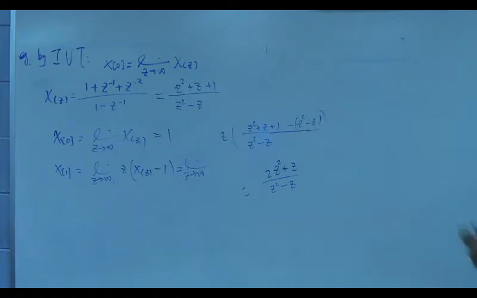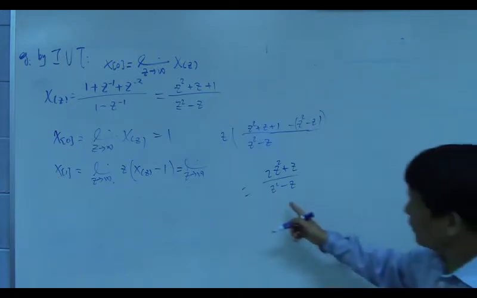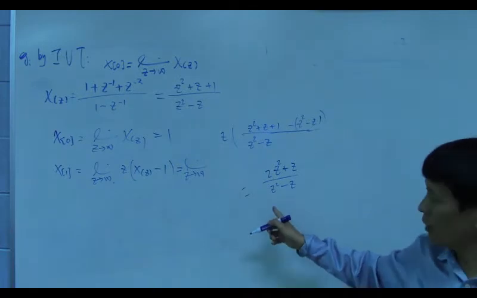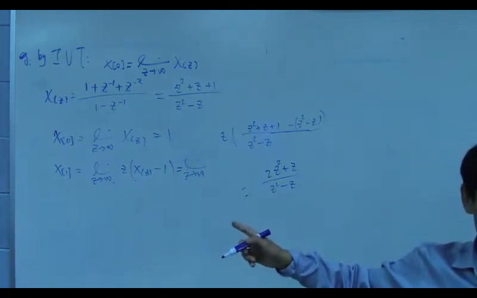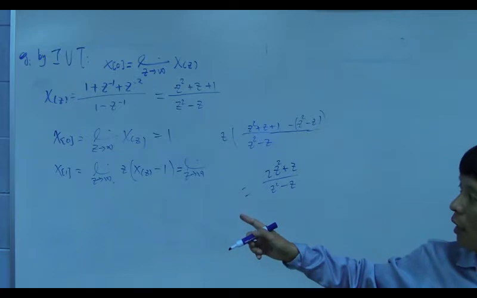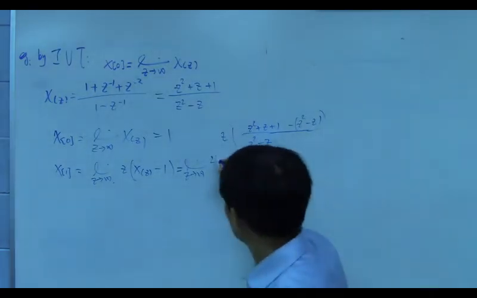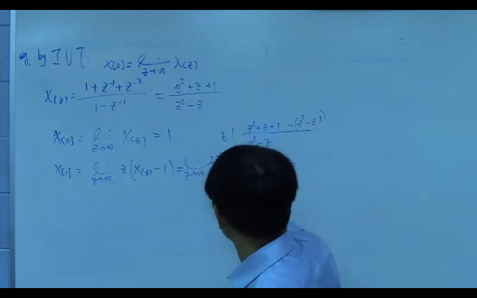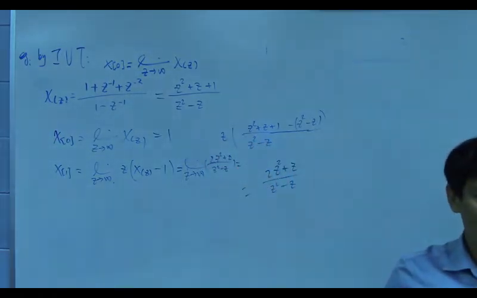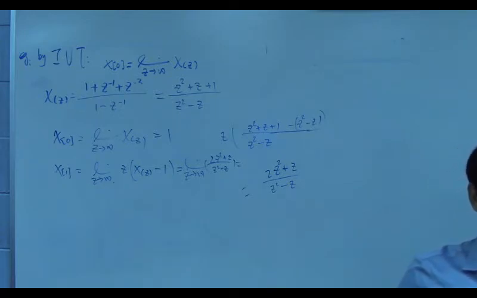That's easy. All of you can do it by yourselves. Just be careful, it's a bunch of polynomials multiplied together, right? All right, now the limit. What is the limit when z goes to infinity? I will write here z squared plus z over z squared minus z. What is the limit of this one when z goes to infinity?